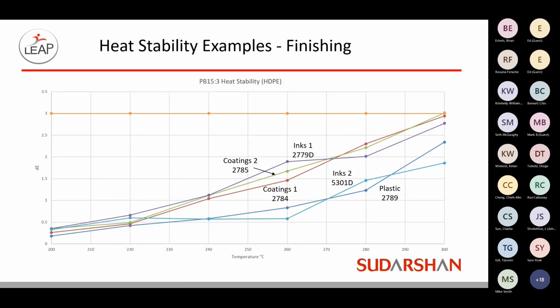Moving into that Pigment Blue 15:3 space where we had the 5 products. In this case, as an earlier chart has shown, all of the products meet the 300 degree delta E of less than or equal to 3 mark. However, we do see that the plastics grade and the 1 inks grade have a better response than the other 3 grades in this particular fashion.